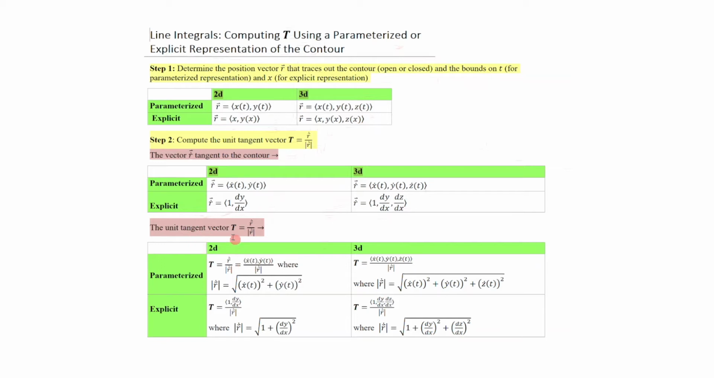Okay, so the unit tangent vector finally would be to take the vector and divide it by its magnitude. For the parameterized case, we would have this result for 2D and for 3D we would have this. The magnitude of R dot would just be this expression here for 2D and this expression for 3D. For the explicit case, we essentially go through the same process, the difference being that the magnitude in this case would involve a dy/dx for the 2D case and a dy/dx and a dz/dx for the 3D case.